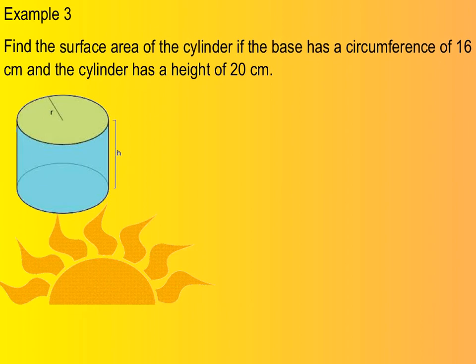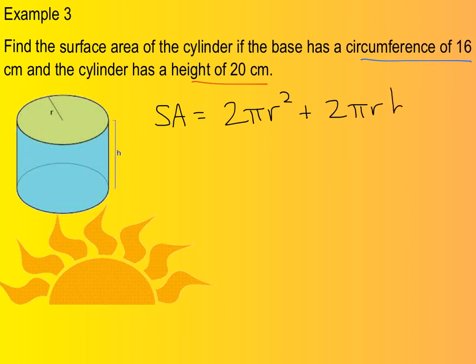In this third example, we want to find the surface area of this cylinder. We're told that the circumference of the cylinder is 16 centimeters and that the height is 20 centimeters. So let's think back to our formula. The surface area is equal to 2 pi r squared plus 2 pi r h. In order to calculate the surface area, I have my height, which I can plug in, that's 20, but I don't know my radius. I do know that the circumference is 16 centimeters, and I know that the formula for circumference is 2 pi r.